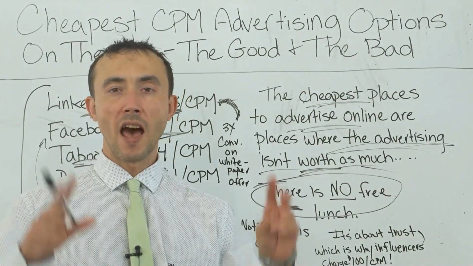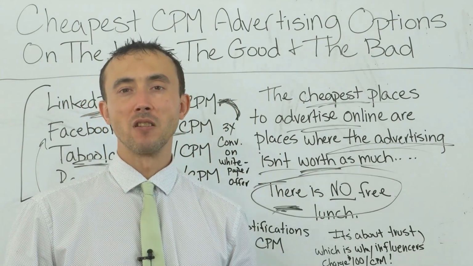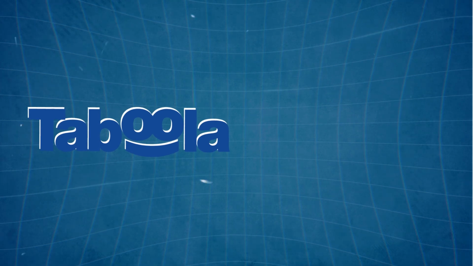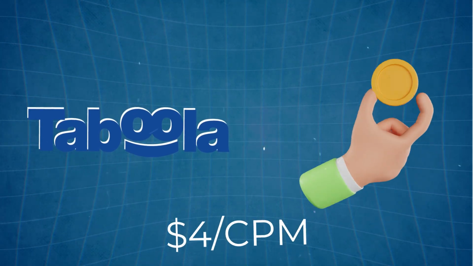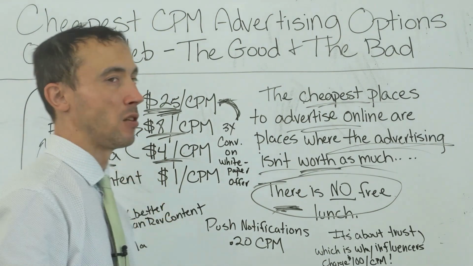Taboola is just one ad network that offers it. They're kind of the high-end version of this, if you can call it high-end at all. Cost per 1,000 to advertise through them is going to be more like $4 CPM. So right away, as you can see here, it's going to be half as much as advertising through Facebook.